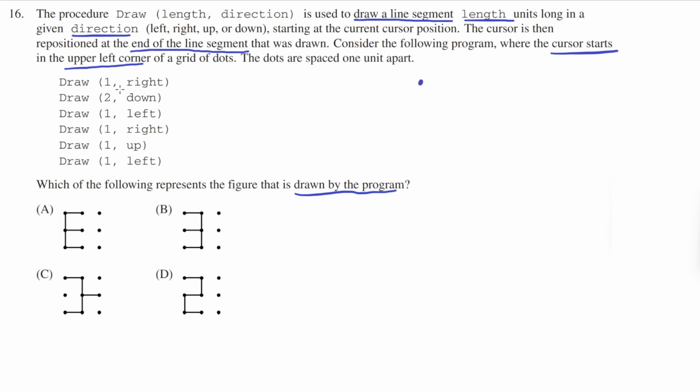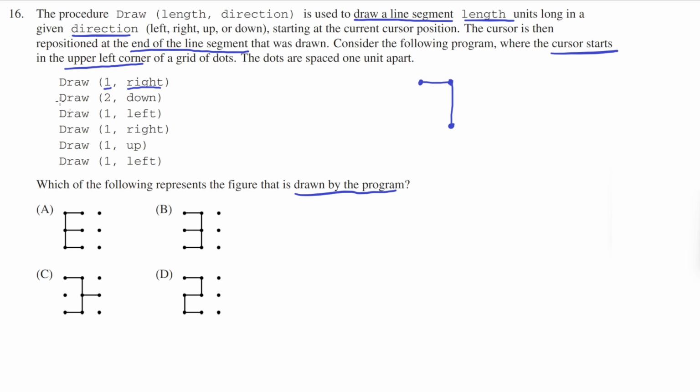The first line says draw a line of length 1 facing the right direction. So I'll just draw a line that goes to the right, if I can get it to be straight, there. Then our cursor is repositioned at the end of the line segment we just drew. Then line 2 says draw 2 segments down. So we'll try and make this double the length and just go down 2 segments.